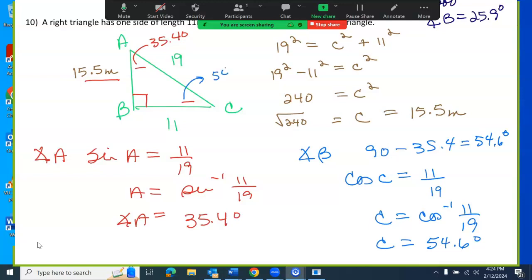So at the end of this lesson, you should be able to do inverse trig to find missing angles in right triangles. Okay, so that concludes this video.